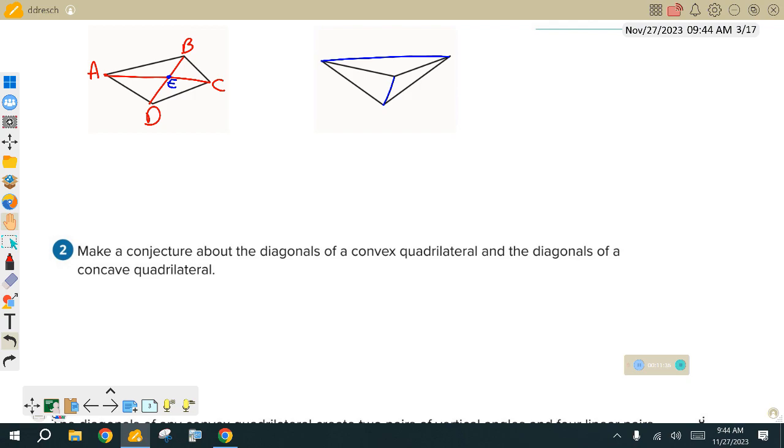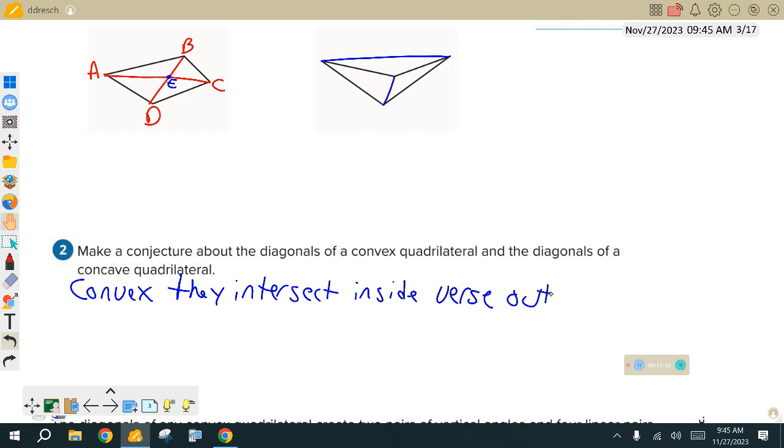Inside versus outside, right? In the convex, they intersect inside, versus outside on the concave.